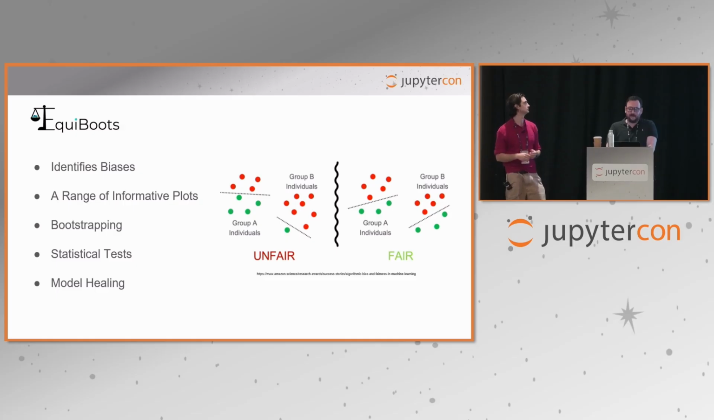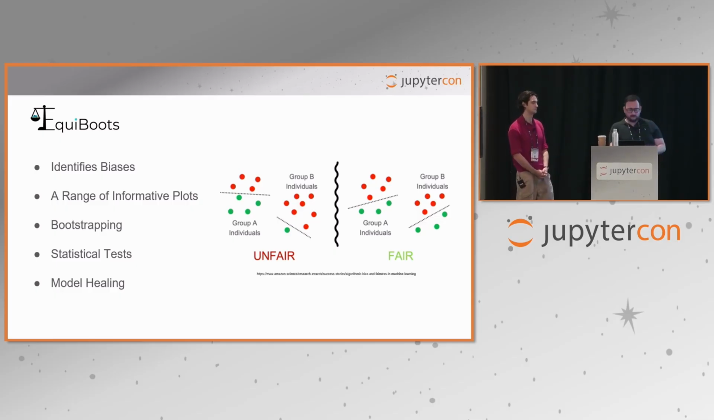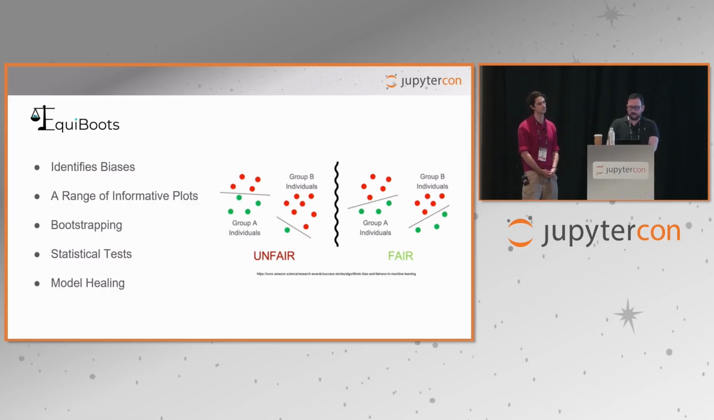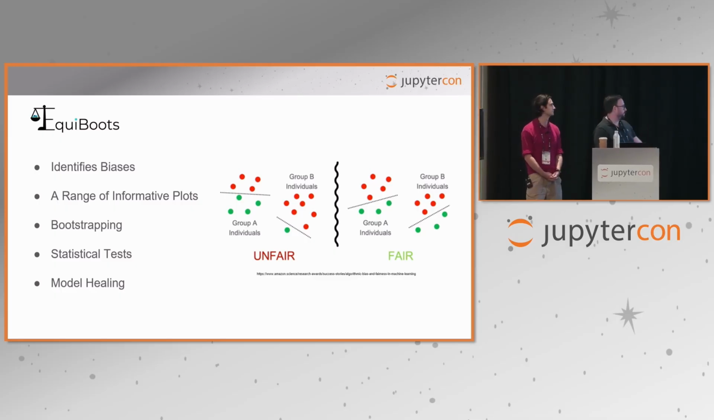So at its core, EquiBoots is built to do four things really well. First and foremost, to identify biases in your model outputs. Second of all, to visualize them through clear and interpretable plots. Third, to bootstrap so that we can verify differences across many different samples. Fourth, to run statistical tests that quantify those disparities. And finally, to provide ways to adjust thresholds or decision boundaries to reduce inequity.